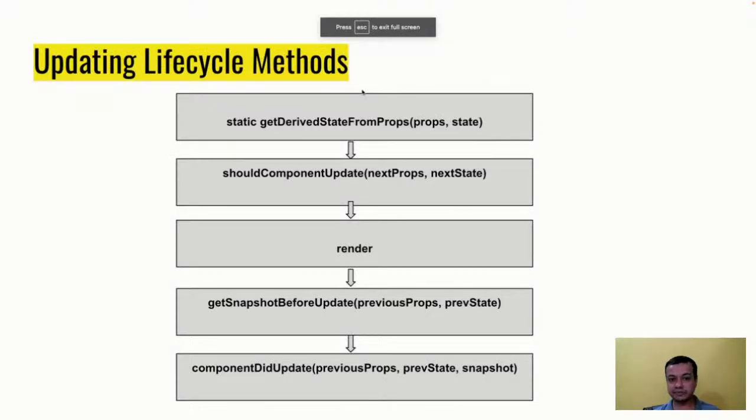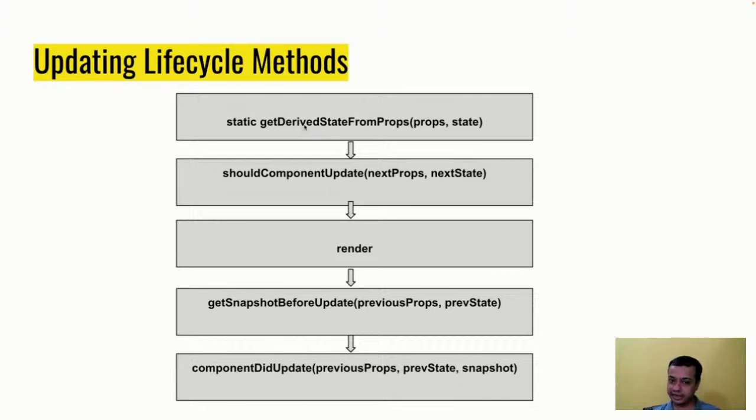So the updating lifecycle methods are getDerivedStateFromProps, which is again there, then shouldComponentUpdate, a new method, then render, then getSnapshotBeforeUpdate and componentDidUpdate. But one main thing to notice here is that there is no constructor and no componentDidMount. Both of those methods are not there in the updating lifecycle.